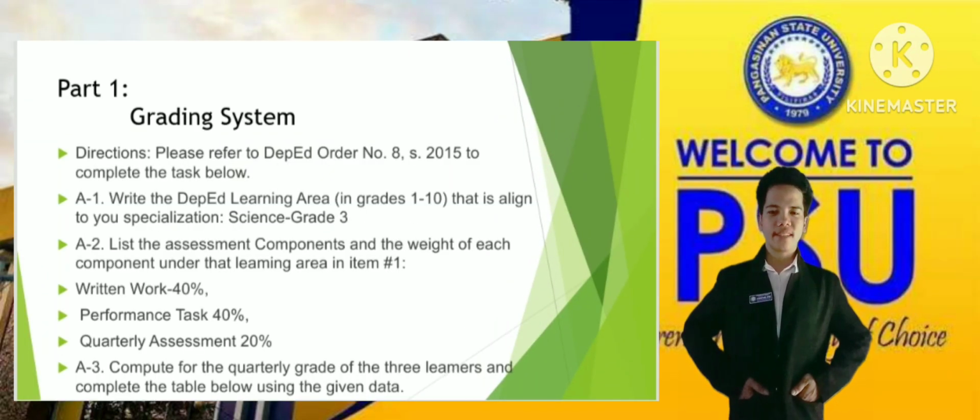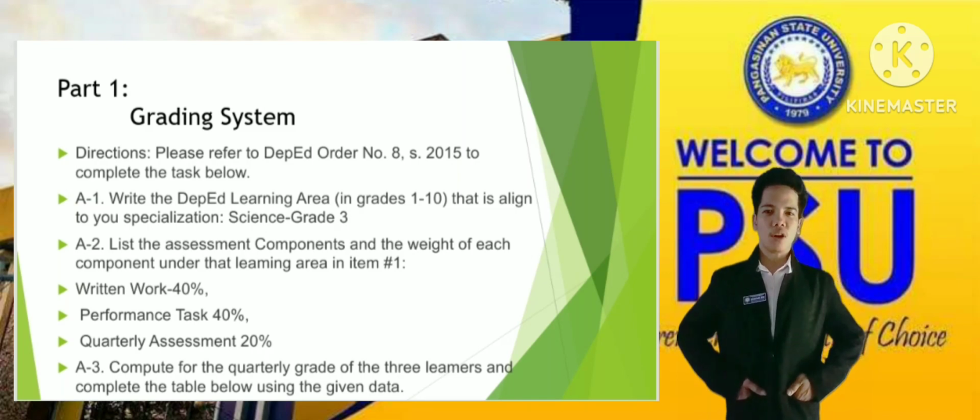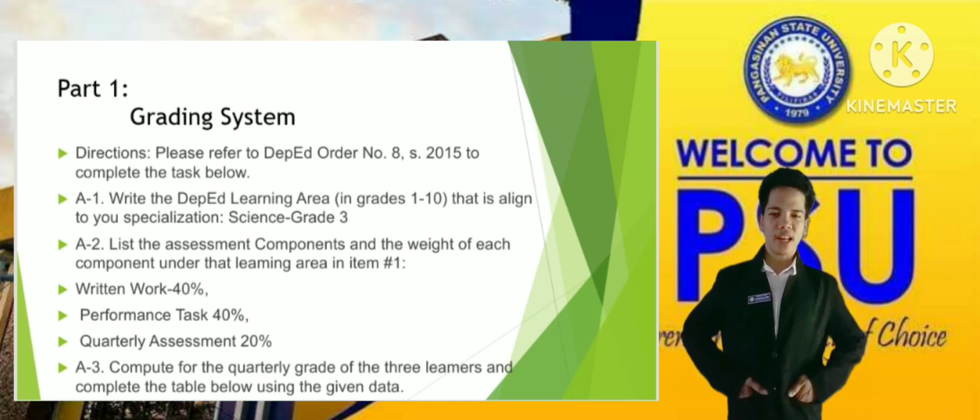Part 1 Grading System. Direction: please refer to the DepEd Order number 8, Series 2015 to complete the tasks below. A1. Write the DepEd learning area in grade 1 to 10 that is aligned to your specialization. Science grade 3.